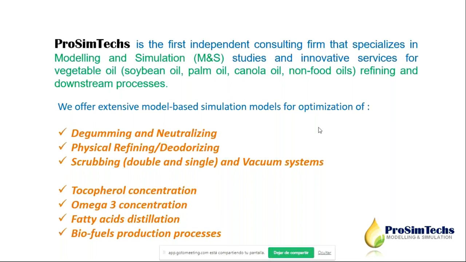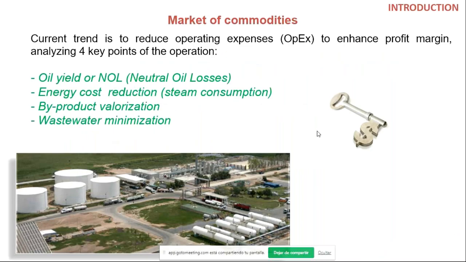Okay, just to put things into a context, typically in a commodity business such as vegetable oil commercialization, in which prices are fixed by international market according to offer and demand and financial aspects, all the efforts of producers are leaded to reduce OPEX. Okay, we know this. And I would say, in terms of maximizing oil yield, okay, or to minimize total oil losses, reducing energy consumption, valorizing byproduct prices, okay, and minimizing, of course, the waste water. All this with the final objective of increasing profit margin.